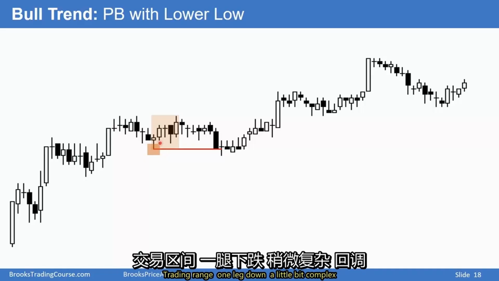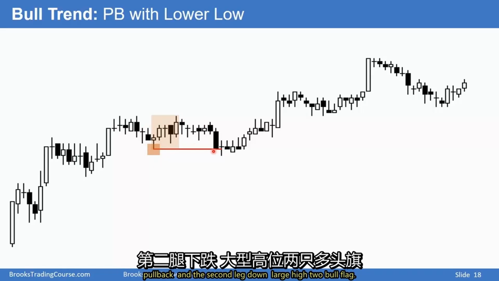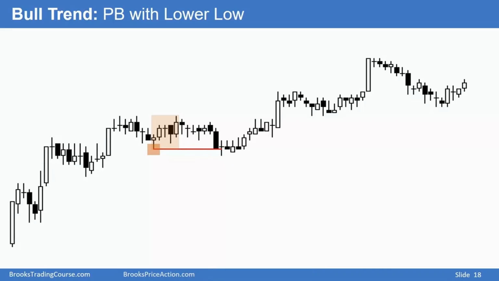Trading range, one leg down, a little bit complex, pullback, and the second leg down. Large high 2 bull flag, one leg down, pullback, 2 legs down, and the second leg down also subdivided and went down, up, and down.